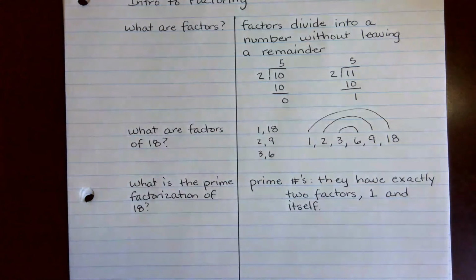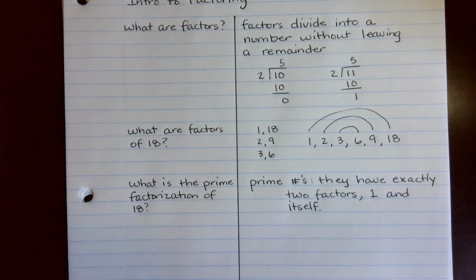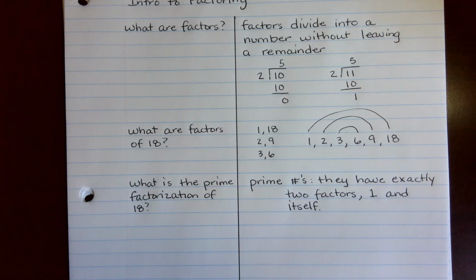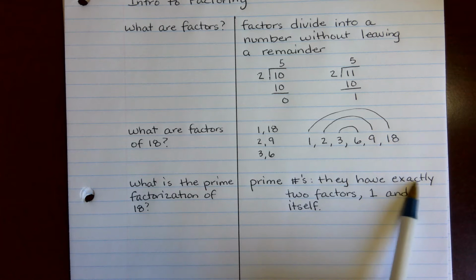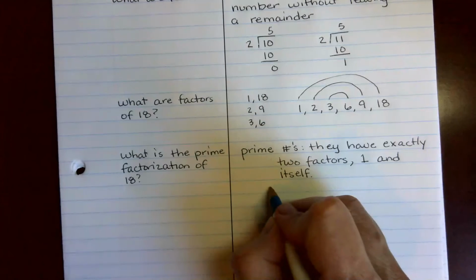Okay, so it has to have exactly 2. So most people, when I say, okay, what's the first prime number? They say 1. 1 is not a prime number. It has only one factor, the number 1. So keep this in mind, exactly 2 factors. The first prime number is 2.